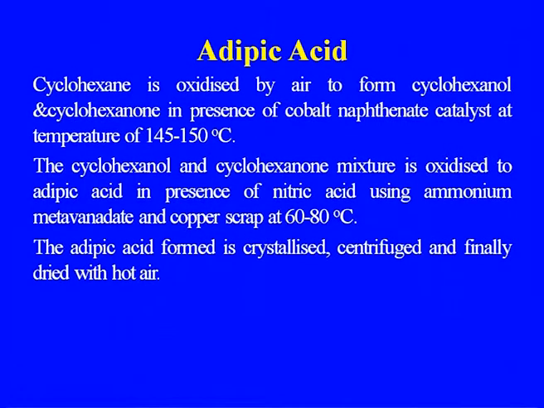In the process, when cyclohexane is the raw material, cyclohexane is oxidized by air to form cyclohexanol and cyclohexanone in presence of cobalt naphthenate catalyst at a temperature of 145 to 150 degrees centigrade. The cyclohexanol and cyclohexanone mixture is oxidized to adipic acid in presence of nitric acid using ammonium metavanadate and copper scrap at 60 to 80 degrees centigrade. Adipic acid formed is crystallized, centrifuged, and finally dried with air.